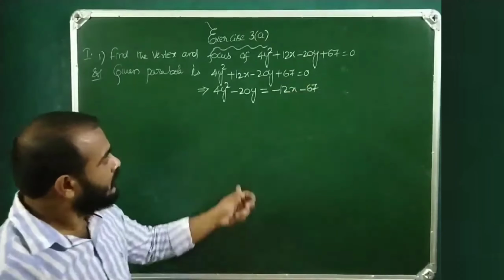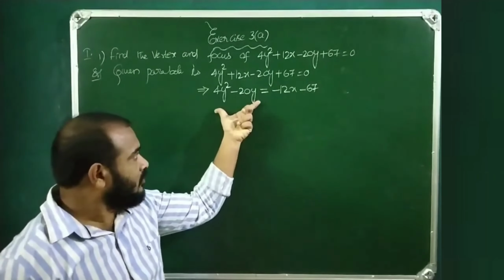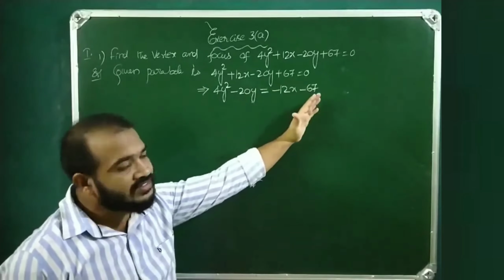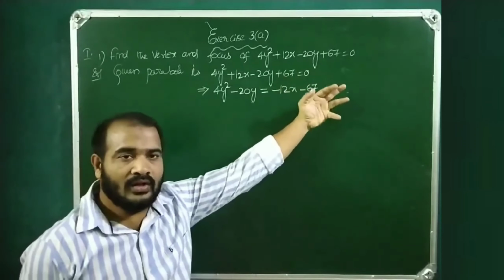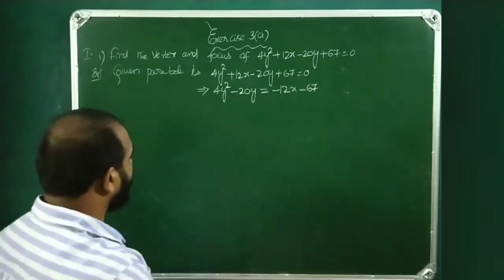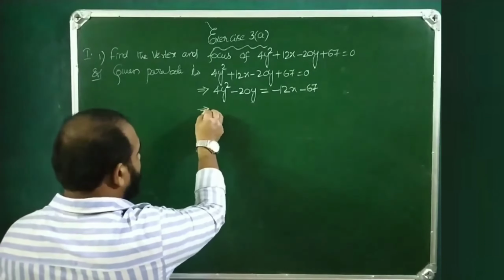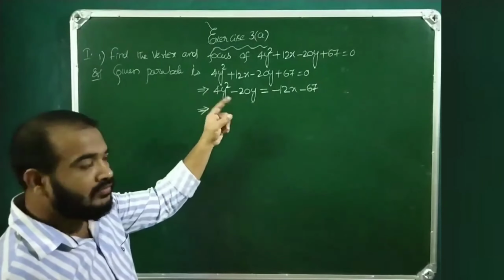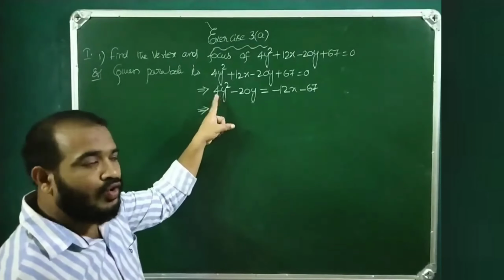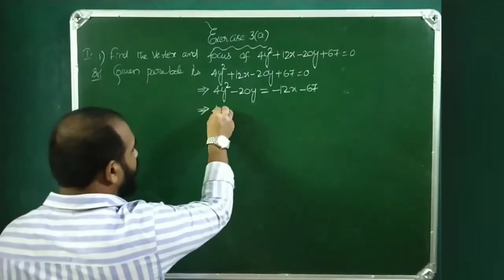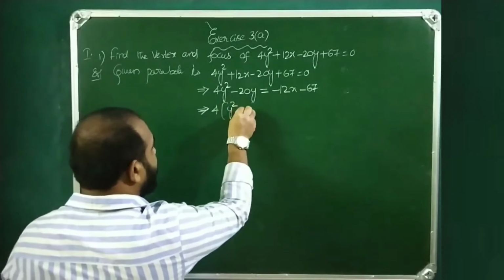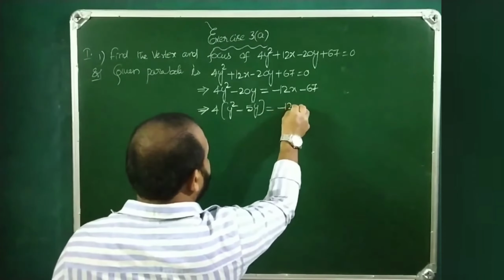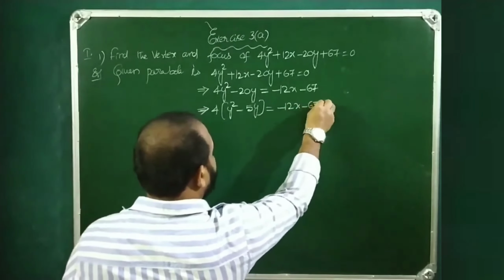The y terms I kept on the LHS, and the remaining x and constants I transposed onto the RHS, the other side. So to make the coefficient of y square 1, I'll take 4 as common. So 4 into y square minus 5y equals minus 12x minus 67.